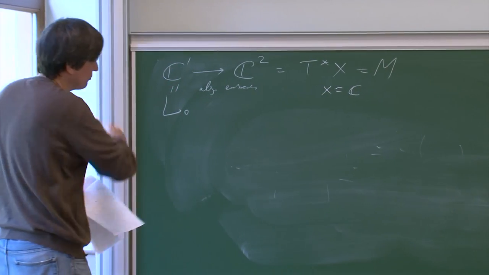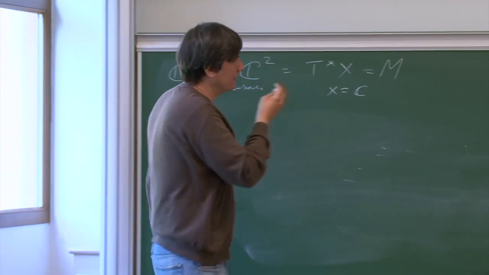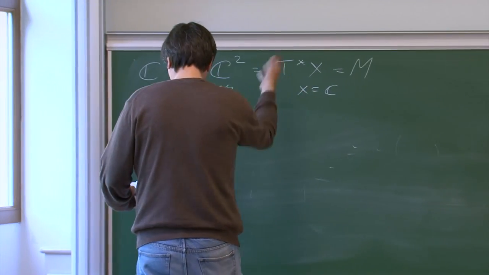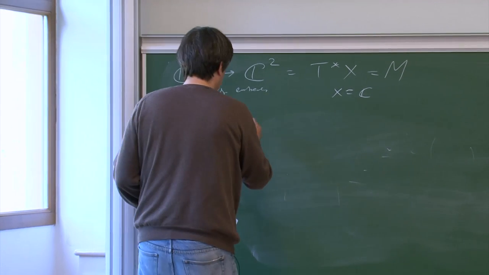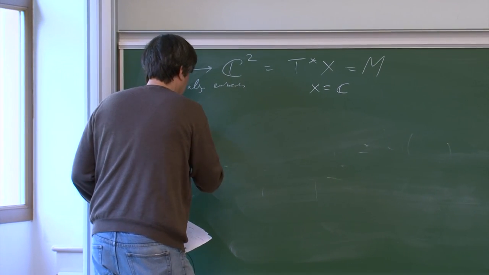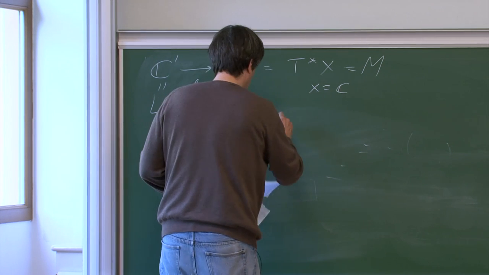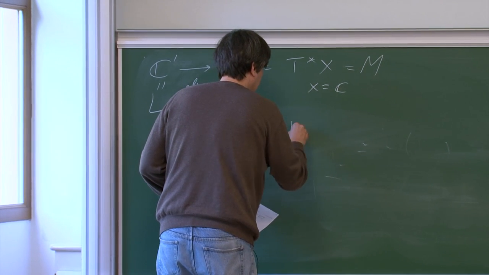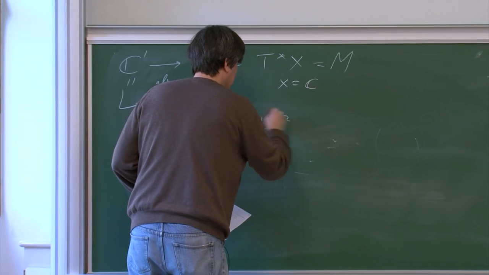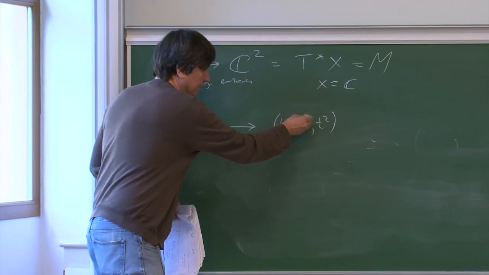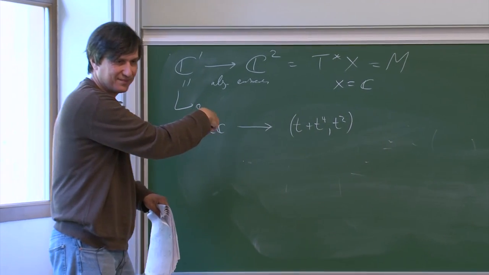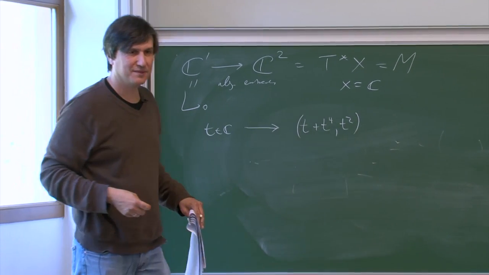One can construct very tricky exact Lagrangians. For example, you get a rational curve sitting in C2. I just want to give you an example: point T goes to the point with coordinates T plus whatever, T to the power 4, T square. It's not obvious, but one can check that it's an embedding. Different points go to different points.